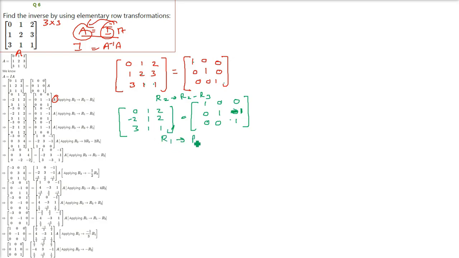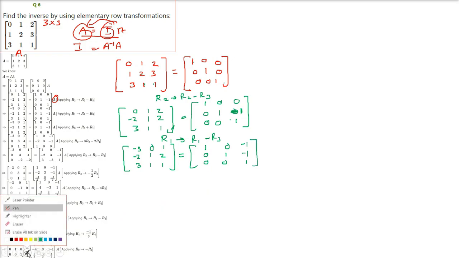So we will change row 1 to row 1 minus row 3. Sometimes we do this row transformation twice or thrice so that we prepare the matrix for the next 0 or 1. So row 1 minus row 3 is 0 minus 3 is minus 3, 1 minus 1 is 0, 2 minus 1 is 1. For the other side, I am just writing: 1 minus 0 is 1, 0 minus 0 is 0, 0 minus 1 is negative 1. And the rest is 0, 1, negative 1, 0, 0, 1. Okay.